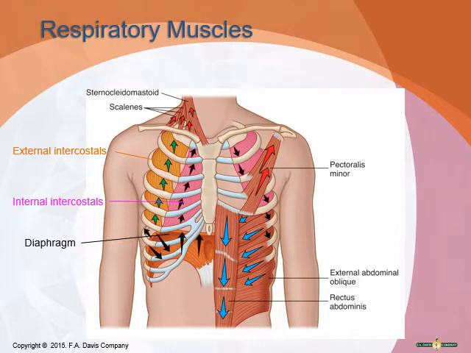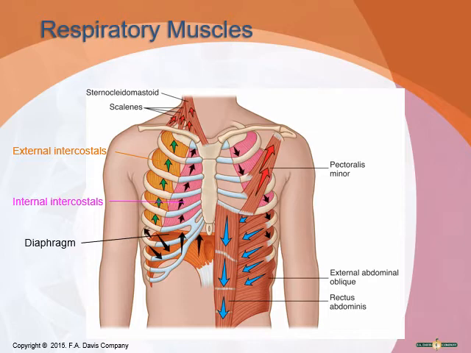They elevate the ribs. So if you take a deep breath in and then let it out, you'll realize when you breathe in, your chest gets bigger. And these are the muscles that make all of that happen. They pull on the bones and expand that thoracic cavity.